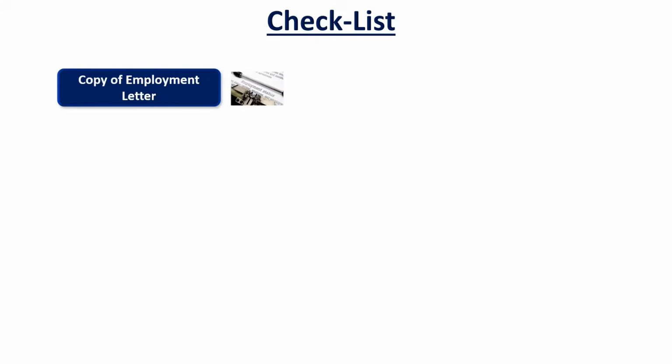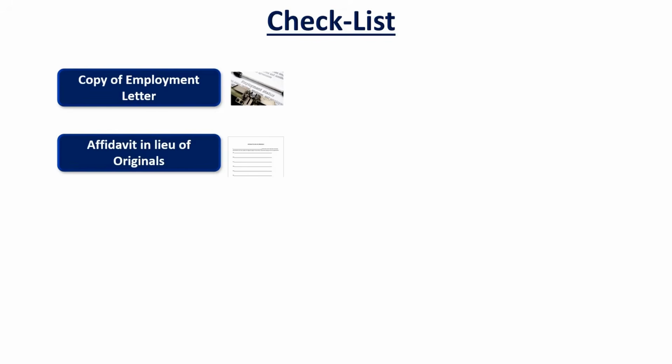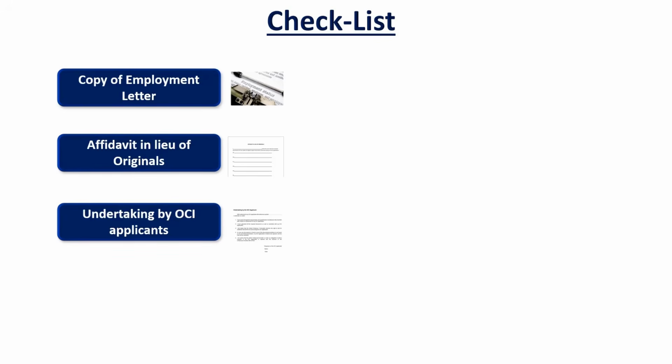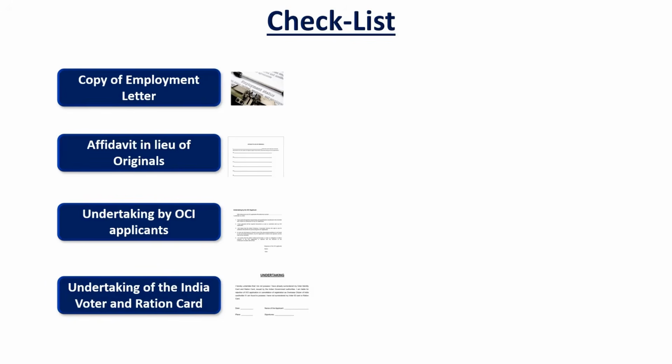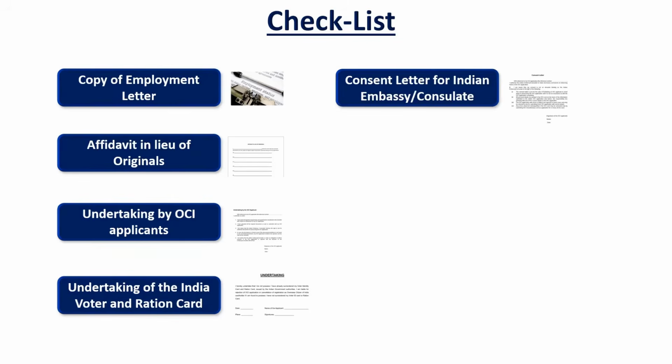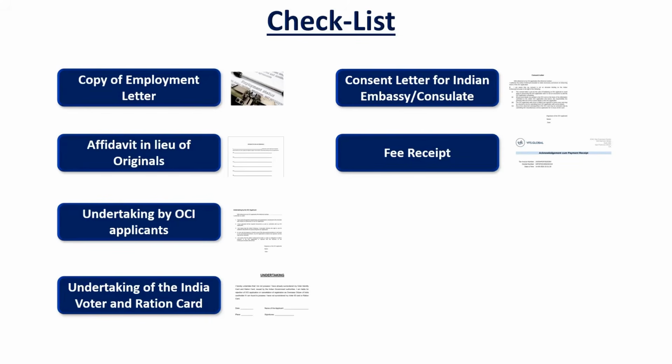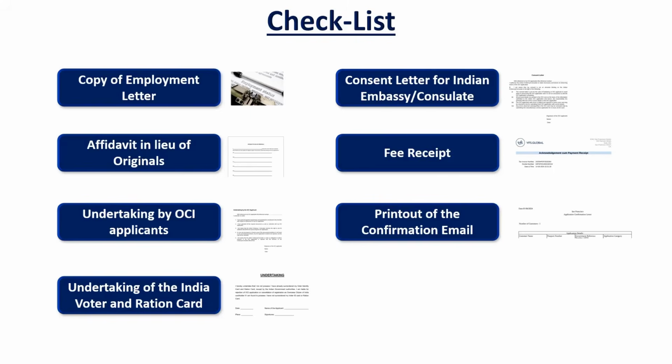Provide a copy of your employment letter. You can ask your HR or manager to issue this letter. Attach an affidavit in lieu of originals, confirming that all photocopies submitted are of the original documents. Include the undertaking of the OCI applicant, and copies of voter ID and ration cards, if applicable. Add a consent letter for the consulate or embassy, allowing them to make changes to your application. Include a printout of the fee payment receipt and the confirmation email from VFS regarding your application submission.